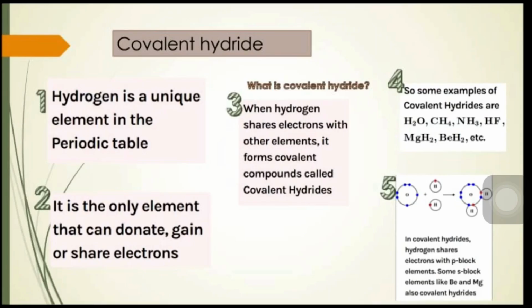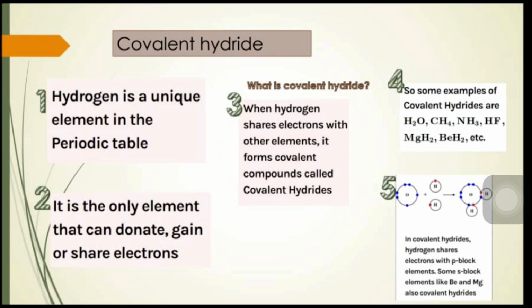Okay, so today I would like to present about covalent hydride. Hydrogen is a unique element in the periodic table. It is the only element that can donate, gain, or share electrons. When hydrogen shares electrons with other elements, it forms covalent compounds called covalent hydrides. Some examples of covalent hydrides are H2O, CH4, NH3, HF, MgH2, BeH2, and so on.